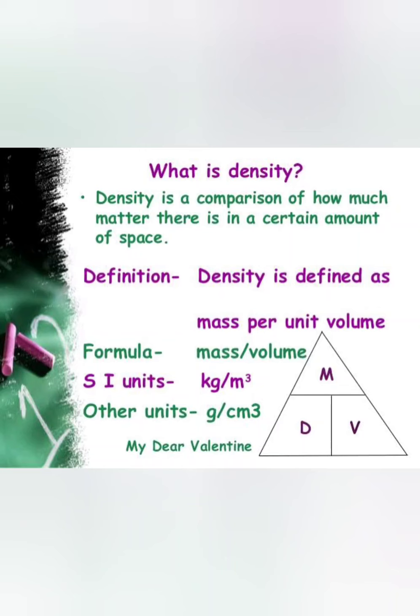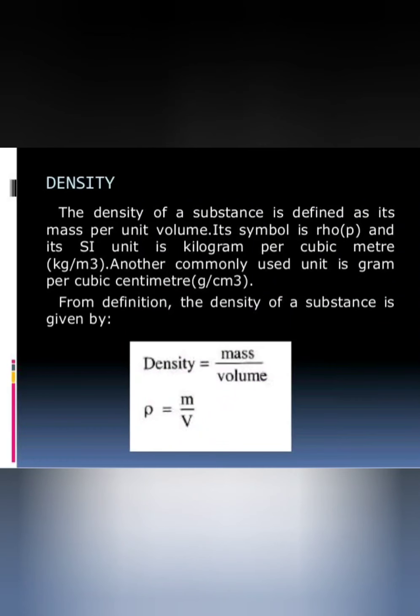Next, let's see what is density. Density is a comparison of how much matter there is in a certain amount of space. It can even be said as the composition of matter in a space. So density is defined as mass per unit volume. Mass is the amount of matter in a substance. So mass per unit volume is density. The symbol is rho. The SI unit is kilogram per cubic meter.